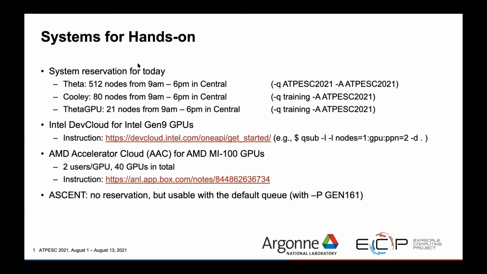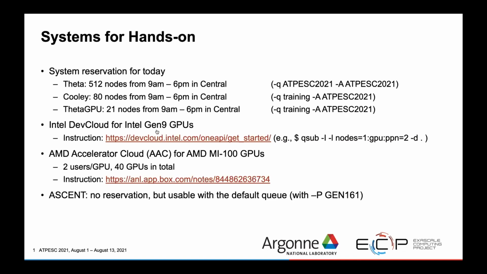And this is the last slide: systems for hands-on. We have a 512 node reservation from 9 a.m. to 6 p.m. Central. As you know, you use this queue and this project. We have 80 nodes on Cooley and 21 full nodes on ThetaGPU. If you didn't get a chance to get a full ThetaGPU node, you may use the single GPU queue instead of the training queue, and then you can get only one GPU instead of full nodes. You can reach out to me for instructions about that.